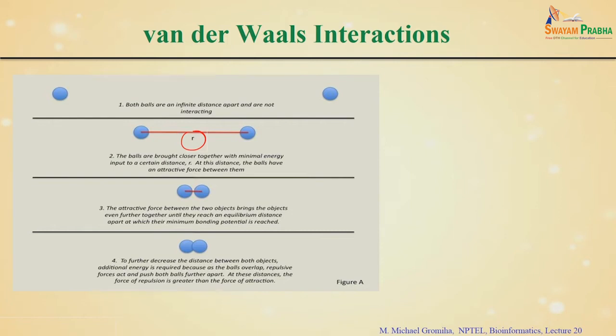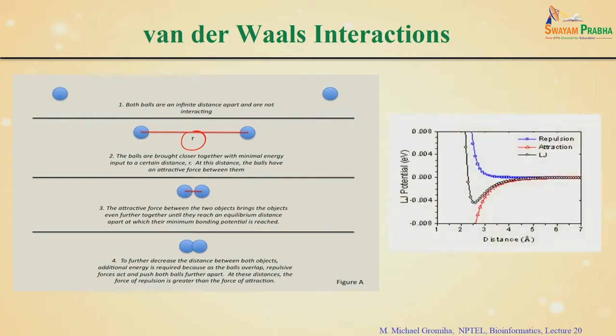When you come close to each other, at a minimum distance of r, you will have the attractive force. When it is very close to each other, then what will happen? It will have the repulsive force. Finally, it's dominated by the repulsive interactions. So we can use this graph to explain the attractive force and repulsive force as well as net force.